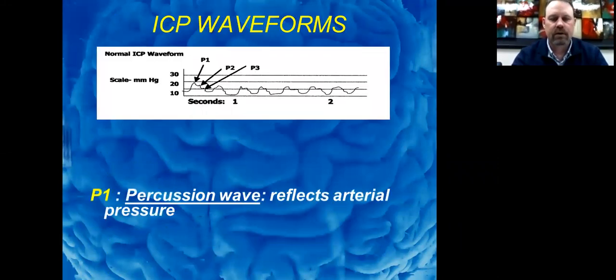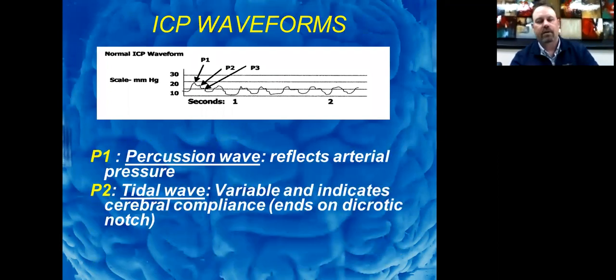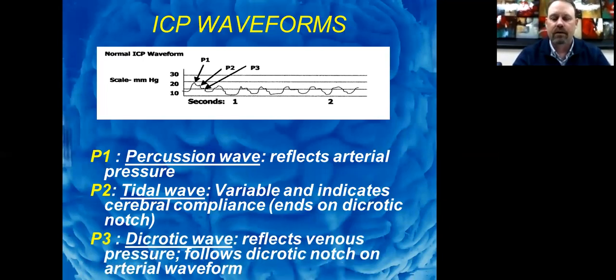ICP waveforms. P1 there is your percussive waveform, reflects arterial pressure. P2 is your tidal wave. That's variable and indicates your cerebral compliance. And it ends on the dicrotic notch, which everybody's familiar with. The dicrotic notch in critical care medicine is one that is talked about a lot in arterial waveforms. And it is mimicked here because it is the venous side. Dicrotic wave reflects venous pressure, follows dicrotic notch on arterial waveform.